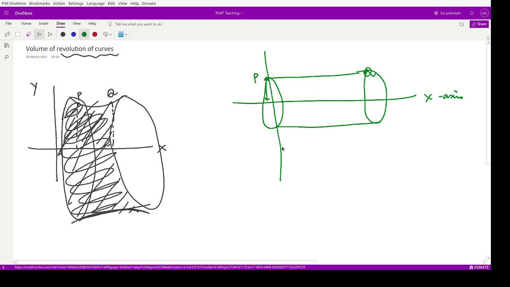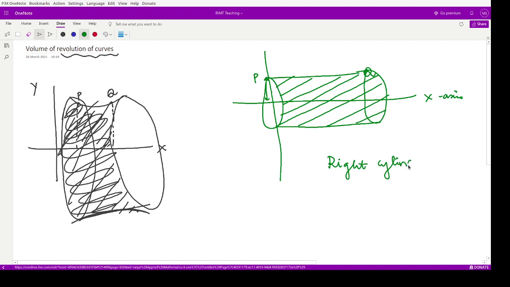And what is this solid of revolution? This is the right circular cylinder, which is obtained by rotating a line segment which is parallel to the x-axis. So this is the right cylinder. And what is this line about which you have revolved? This line is known as the axis of revolution. So this is one terminology.